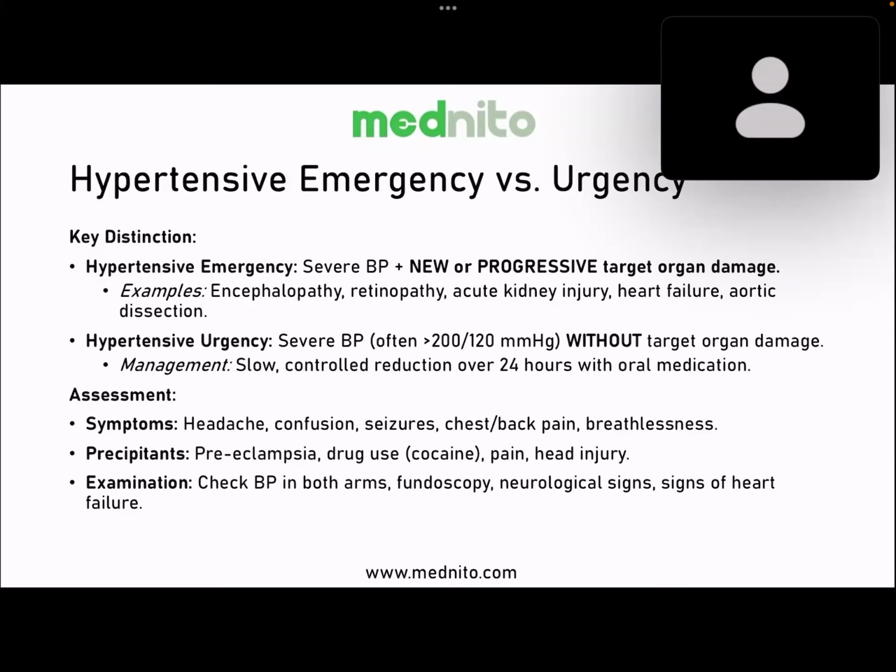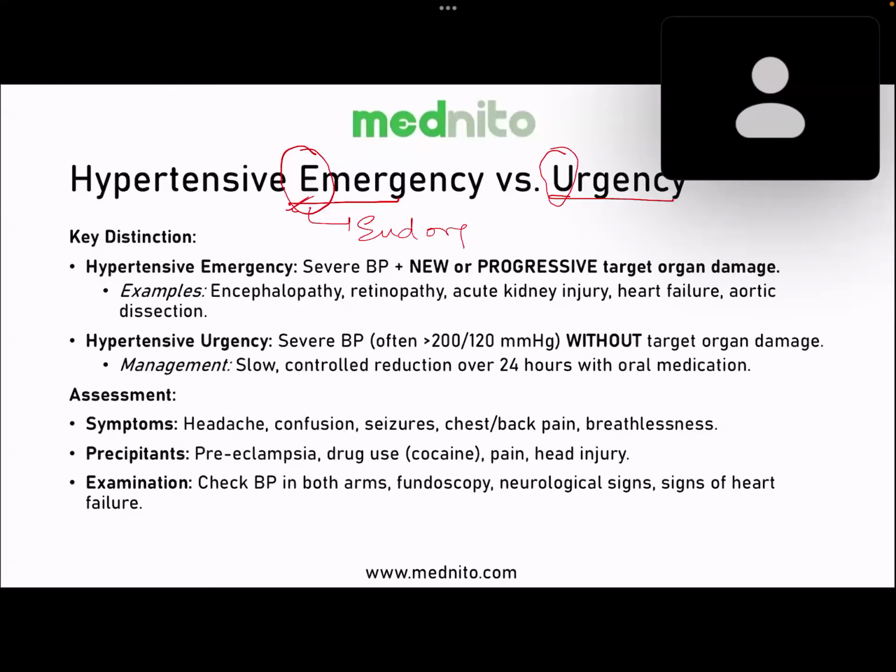All right. Next, we talk about hypertensive emergency versus urgency. One thing I want you to remember is, in hypertensive emergency, there is E, it starts with E, and in urgency, it starts with U. So E is for end organ damage. That's it. You're done with hypertensive emergency and urgency. You will remember this for life.